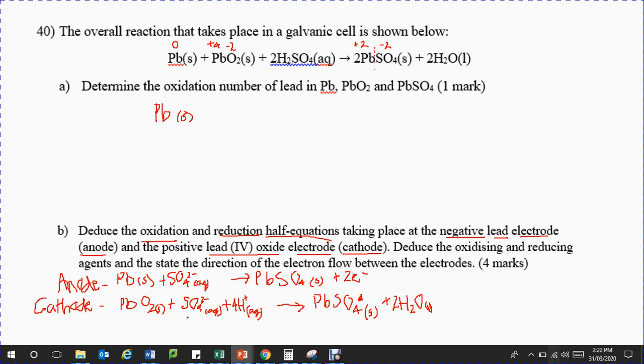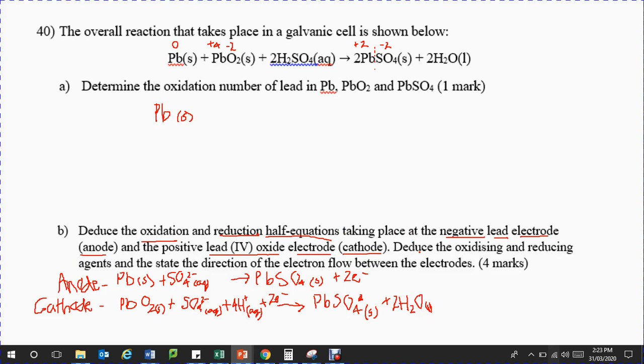The very last step was my electrons. This side is neutral, so overall the charge is 0. Here I've got 4 positive and 2 negative, so that's overall 2 positive. This side is 0 and this is 2 plus, so I need to add 2 electrons to make the charges even each side. That's my reaction at my anode and my cathode.